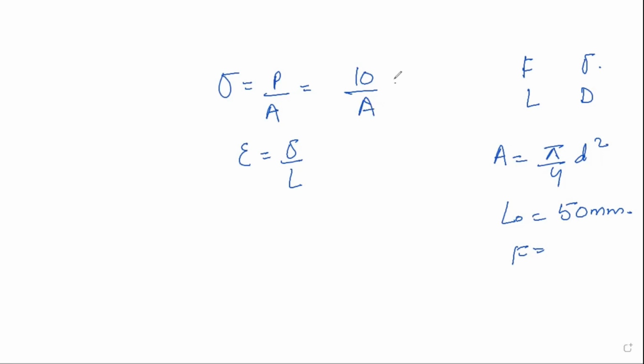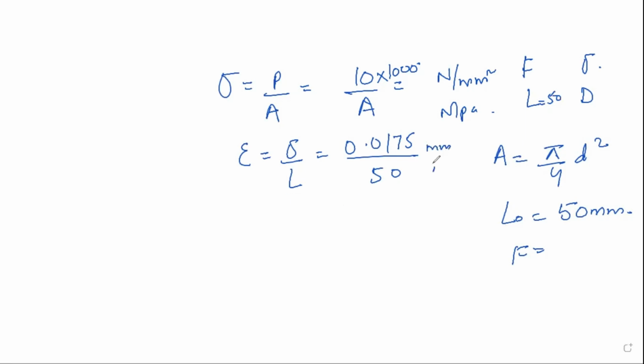So we can get the stress from here in Newton per millimeter square. We have to multiply by 1000 because it is given in kilonewton. So it will be Newton per millimeter square or megapascal. For strain, the elongation is in millimeter, that is 0.0175, I think. Whatever, we will check it. I'm just telling you the method of how to calculate it. So divide by 50, which is the initial length, and we will get millimeter per millimeter, that is strain. This is the way we calculate it.